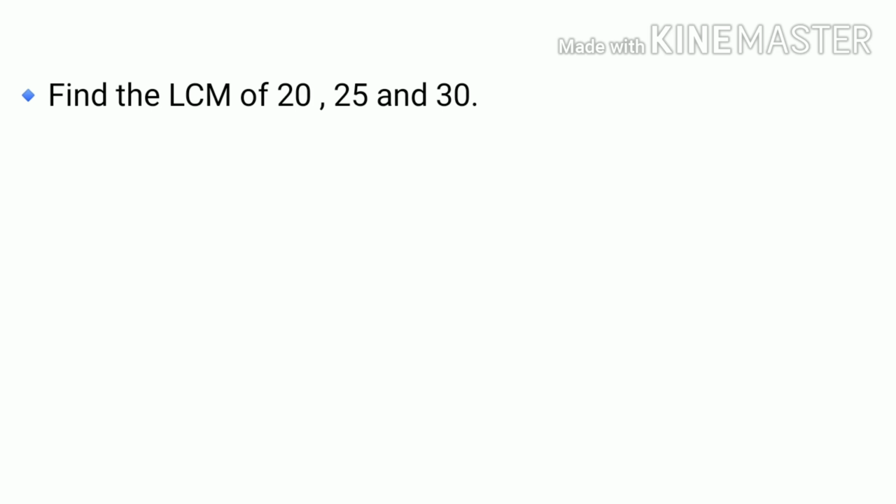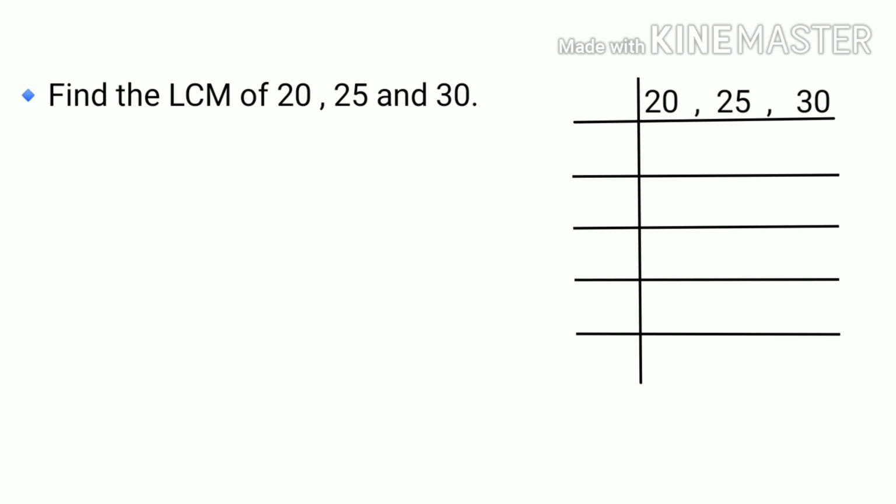Here in this question, we will find the prime factors of these numbers together. We will write 20, 25 and 30 in a row separated by commas. Now we will divide the numbers by the smallest prime number which can divide at least one of the numbers exactly. So here we will divide by 2. So 20 divided by 2 is 10.